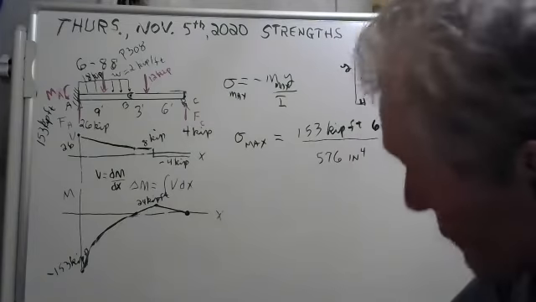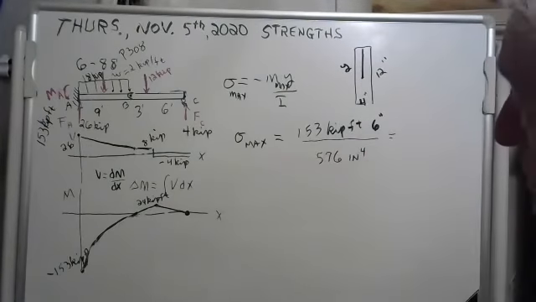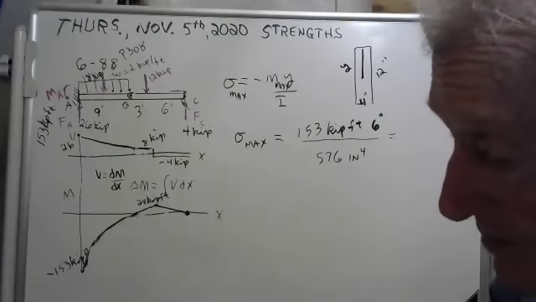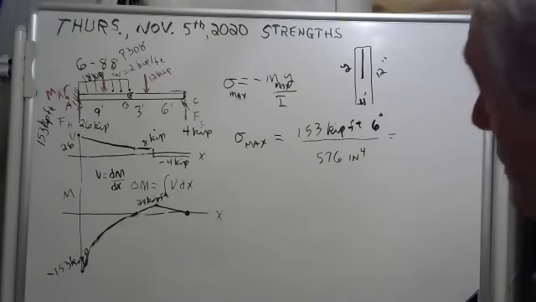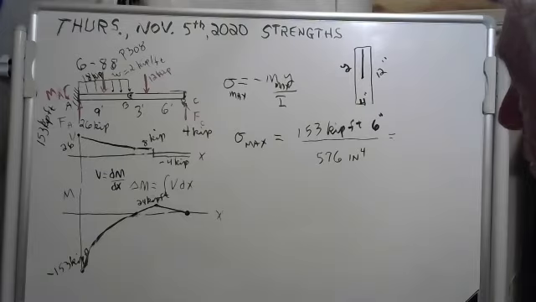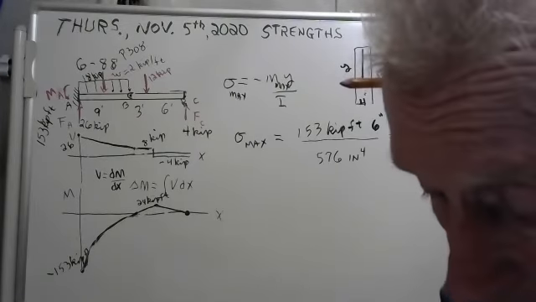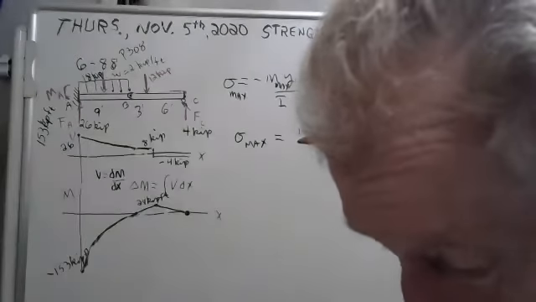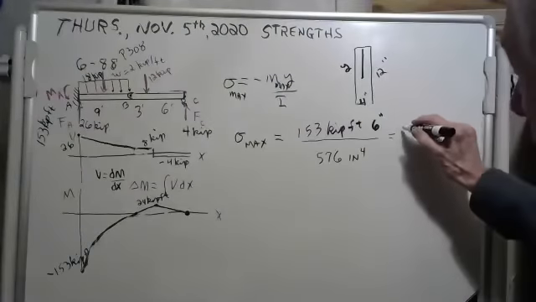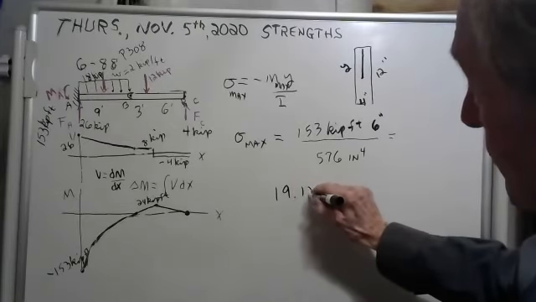Are there any brave souls out there that want to tell us what they got for the maximum normal stress? It would be tensile on top of the beam and compressive on the bottom. Go ahead, somebody. I got 19.125 kip per inch squared. That's what I got. Now, who am I talking to?